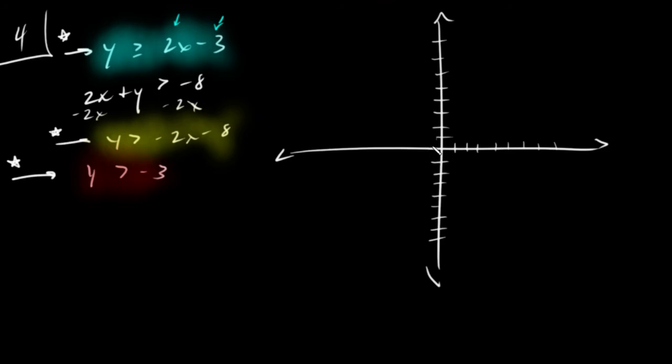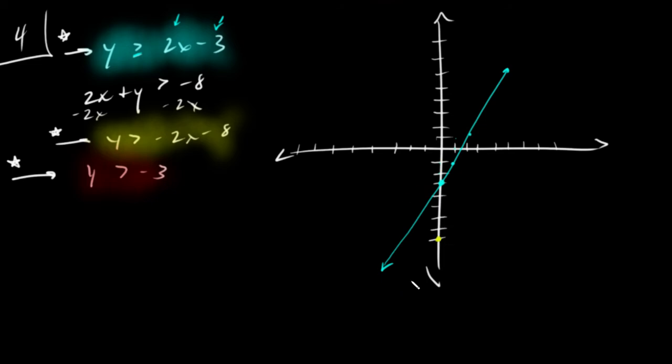Those are too close together. All right, that'll work. So start at -3, go up 2, right 1. And then it's a solid line. Then here, start at -8, go down 2, right 1.